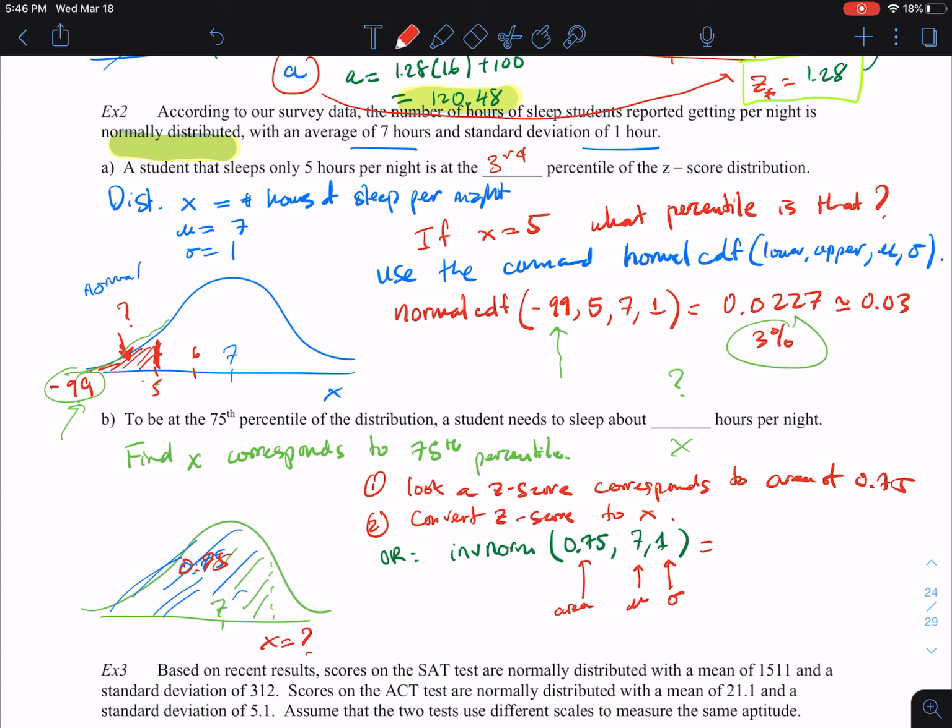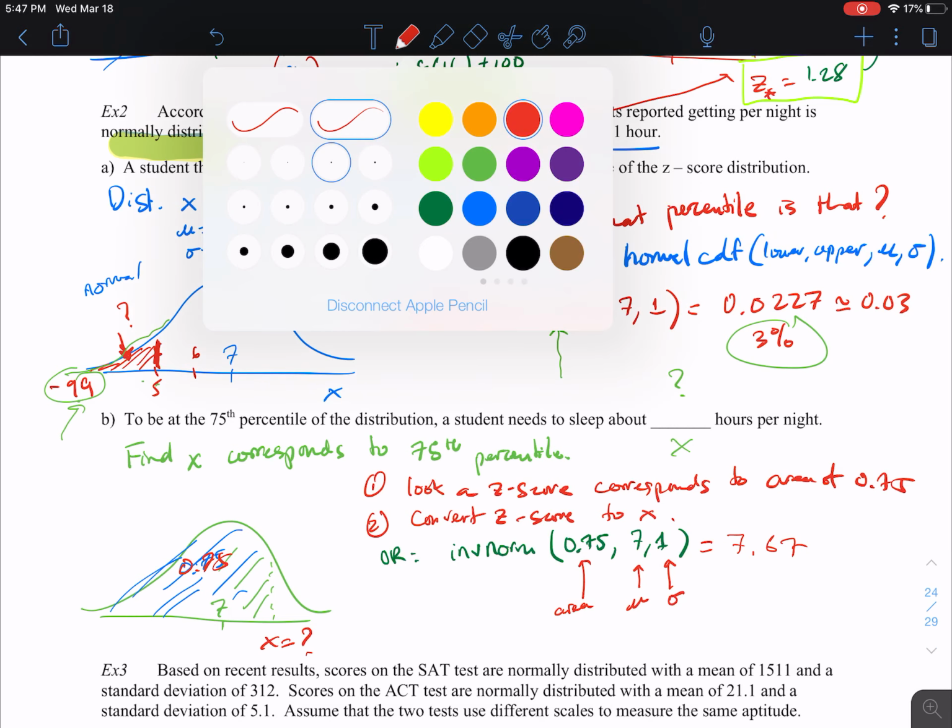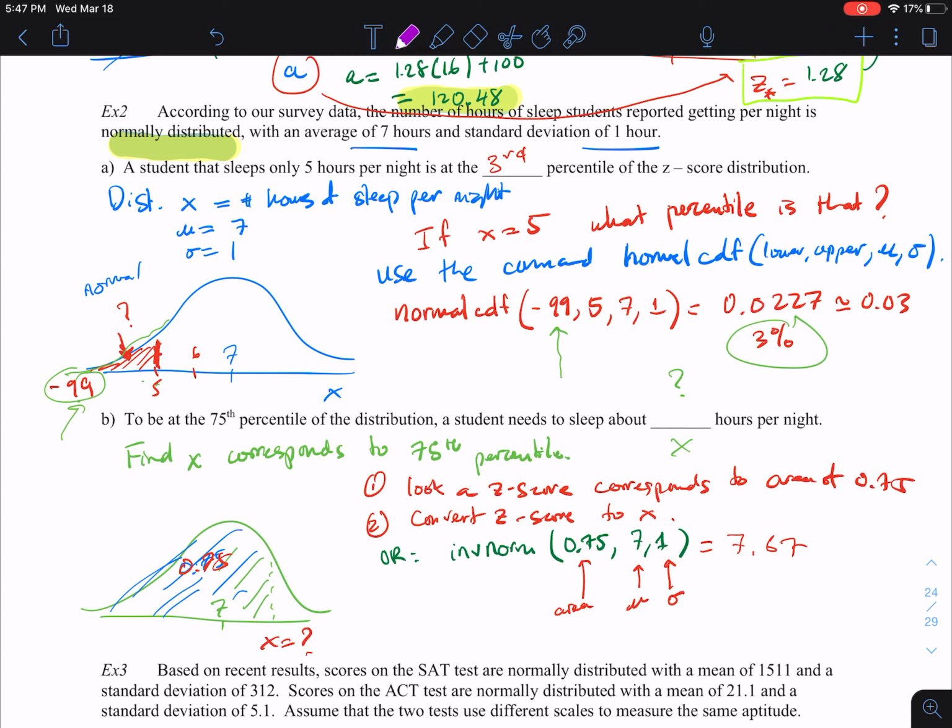If we do this on our calculator, it will give us an x value at the 75th percentile. That x value is 7.67. So the answer is that a student needs to sleep about 7.67 hours per night to be at the 75th percentile. That means 75% of students get 7.67 hours of sleep or less. That's another way of saying what this is saying.